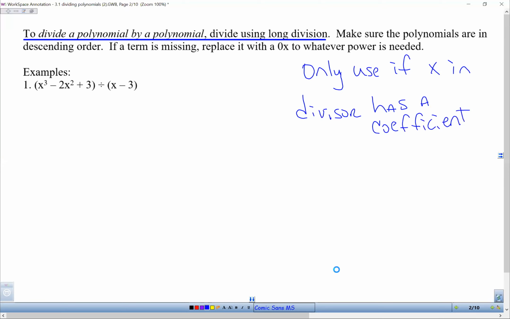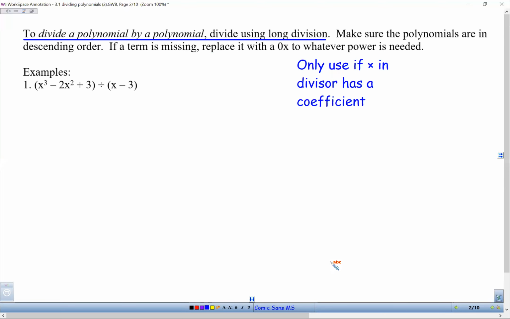Okay, so actually this one, you can see we're dividing by x minus 3, so the x doesn't have a coefficient, so technically we wouldn't need to use long division in this case, but I'm going to go through it just to give you an example. So if we had something like 2x minus 3 or 5x plus 1, and we were dividing by those, then we would have to use long division. There's no other way around it. But we're going to do long division just so you can see the process.